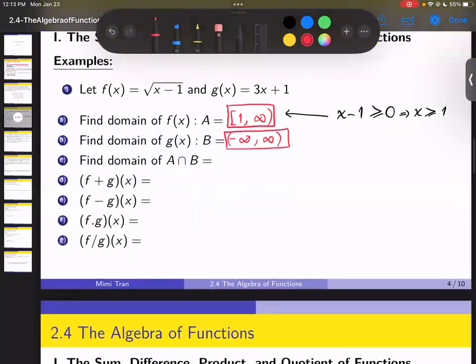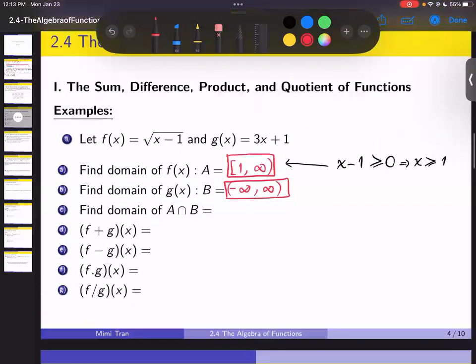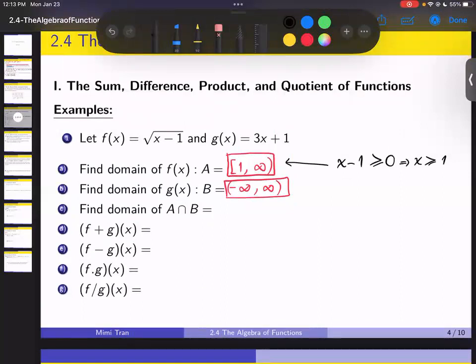So what's the domain of A intersection B? No, intersection is going to be smaller. If you doubt yourself, you can always draw it out. 1 is included, so I'm going to use a solid dot. For the domain of set A, it's from 1 to infinity, right? For set B it is everything. So what is the intersection? Where's the darker part? Darker, 1 to infinity, right?